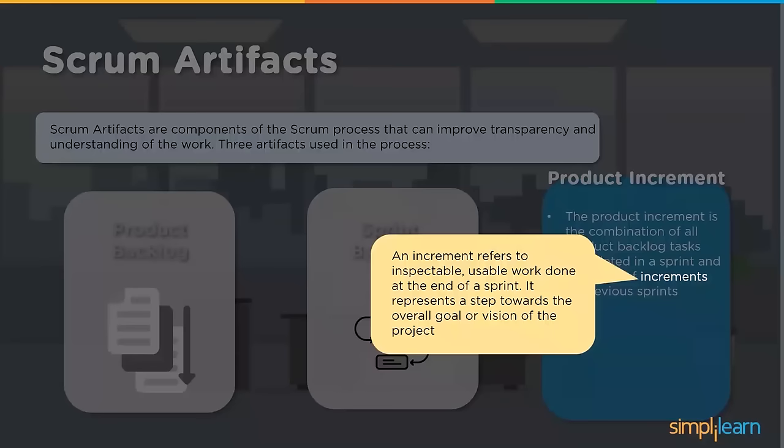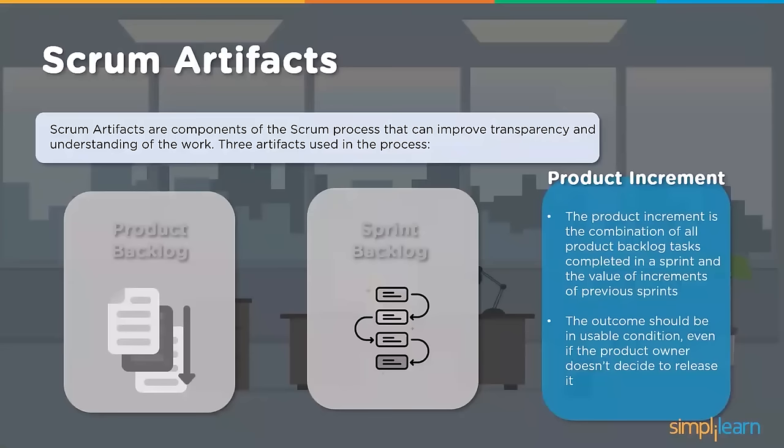An increment refers to inspectable, usable work done at the end of the sprint. It represents a step towards the overall goal or vision of the project, as I was mentioning. The outcome should be in usable condition, even if the product owner doesn't decide to release it. So two things we speak about: one is release, the other is deployment. People usually get confused between release and deployment. Release is about this part we are speaking about: the product is usable.